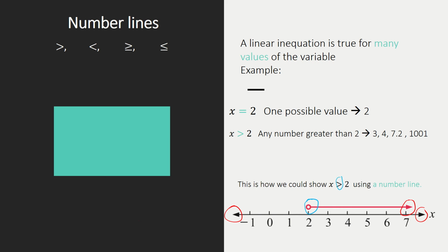If it was a closed circle, so for instance this one, and this was for instance 2, then we would say that this is x is larger or equal to 2. So that's the big difference between an open circle and a closed circle.